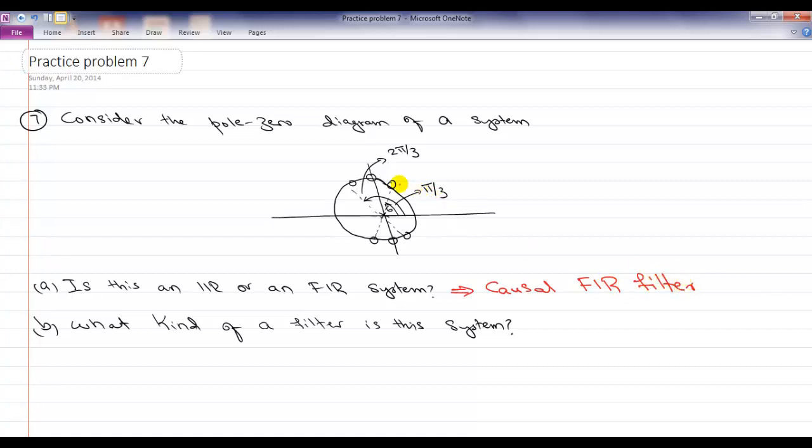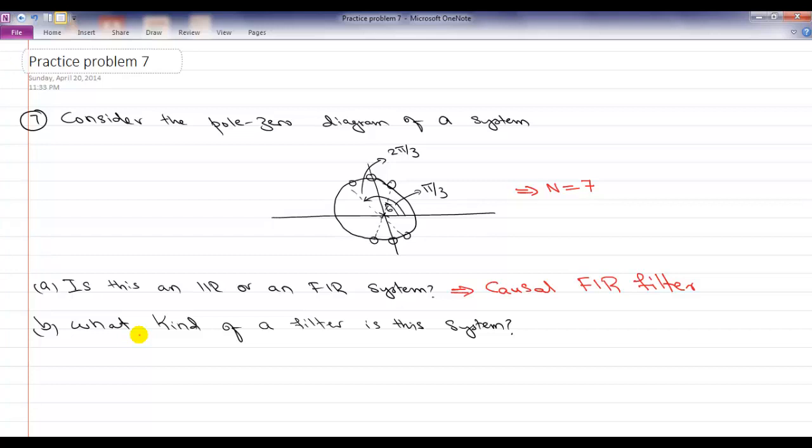Okay. And of course, this has 6 zeros. This means that the length of the filter is 7. Okay. Now, it asks, just looking at this pole zero diagram, what kind of a filter is this system? Is it low pass, high pass, band stop, or some other type that you recognize?